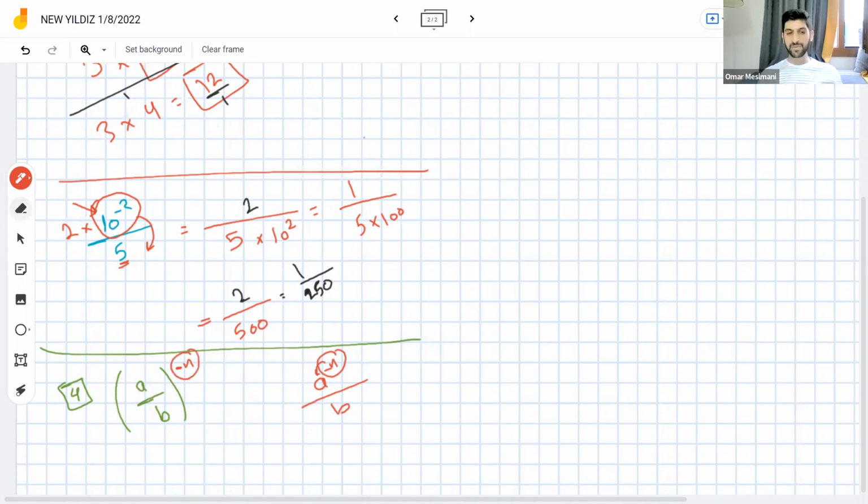Now my rule is, if you have a fraction to the whole power, okay? If you have a fraction to the whole power, you know what you do?